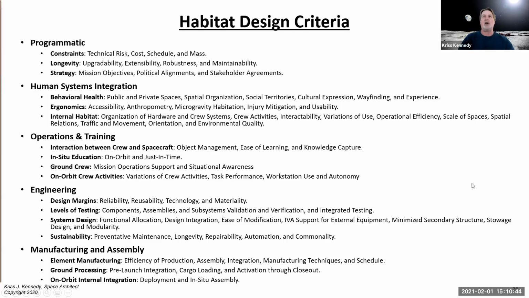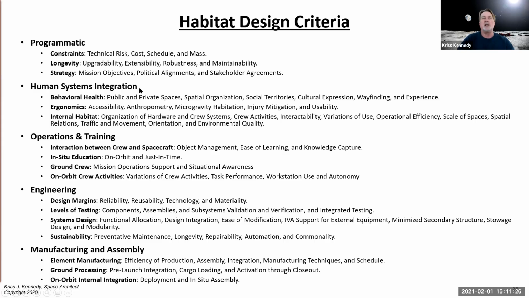This is the habitat design criteria that we came up with from a large cross-section of disciplines from a number of NASA centers. So we addressed it, and we went through all these criteria, and then we grouped them into buckets, and we grouped them into sub-buckets. These are all defined in a white paper, and it is on my site. So you have programmatic design criteria, which includes constraints, longevity, and strategy. You can see the subcategories, like strategy is mission objectives, political alignments, and stakeholder agreements.